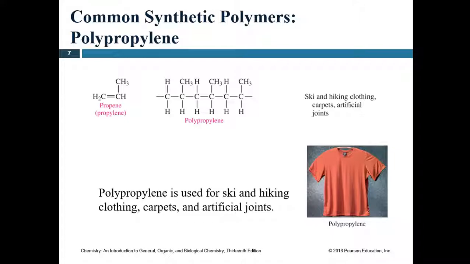Now, polypropylene. Okay, so here's our propene molecule. 1, 2, 3 carbons with a double bond. Propene. Well, in old common polymer chemistry, we're going to call it propylene. And if we put many of these units together, we have polypropylene. Polypropylene is used for ski and hiking clothing, carpets, and artificial joints. And if you look on containers or other items and you see the initials PP, PP stands for polypropylene.